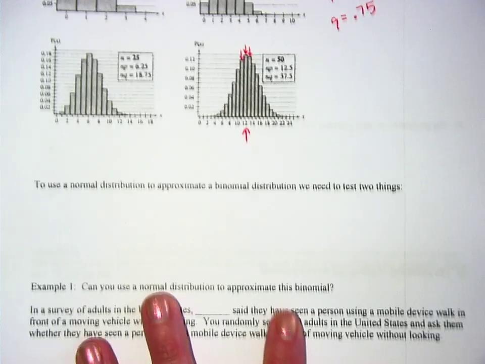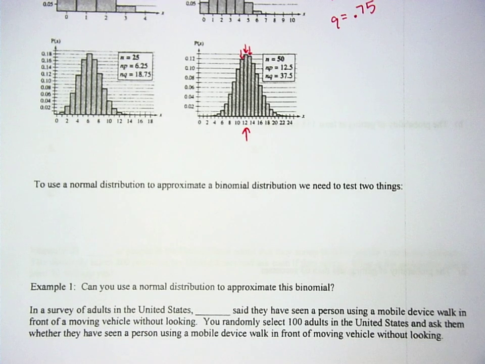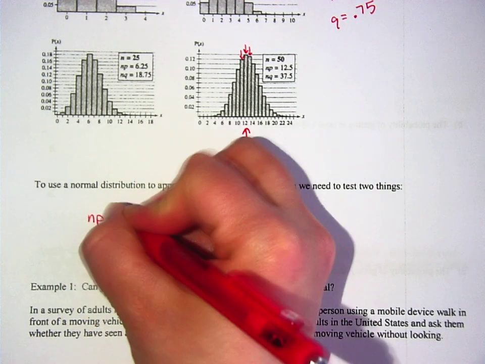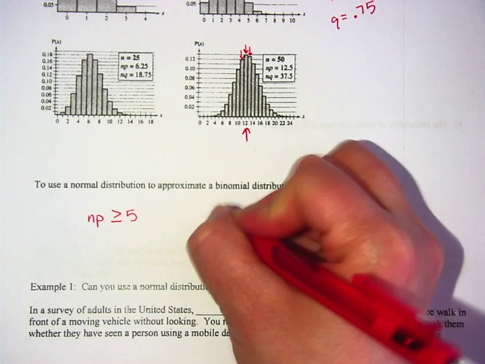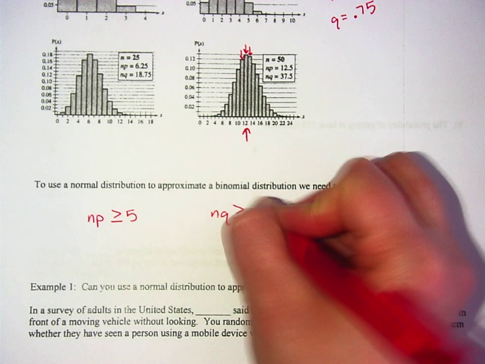There are 2 things you have to test to see if you can use a normal distribution to approximate a binomial distribution. They are, is it 5? Yes. np has to be greater than or equal to 5, and nq has to be greater than or equal to 5.